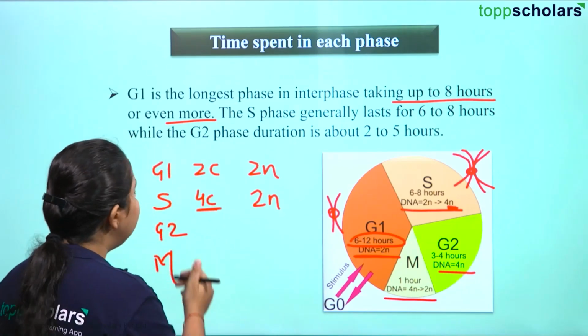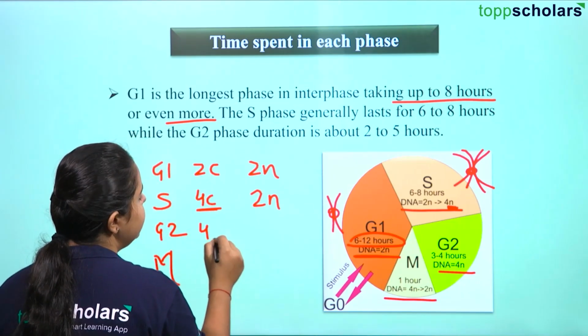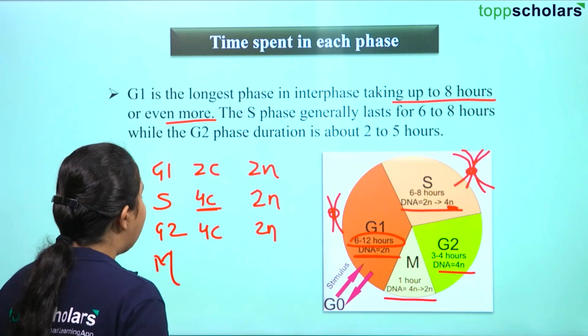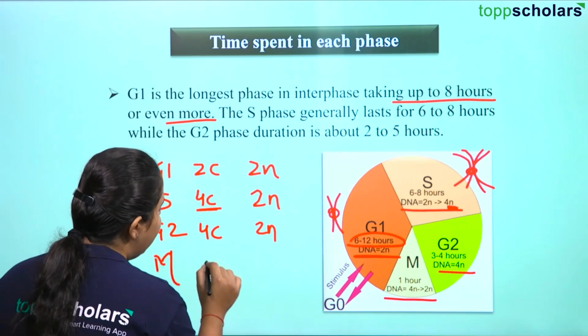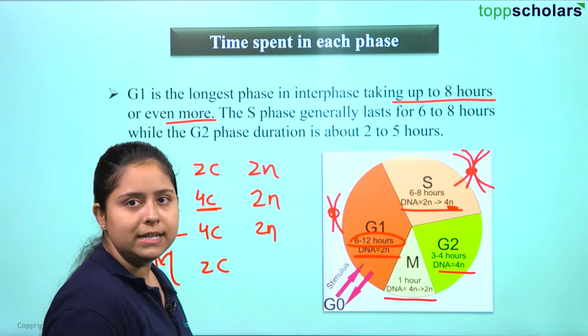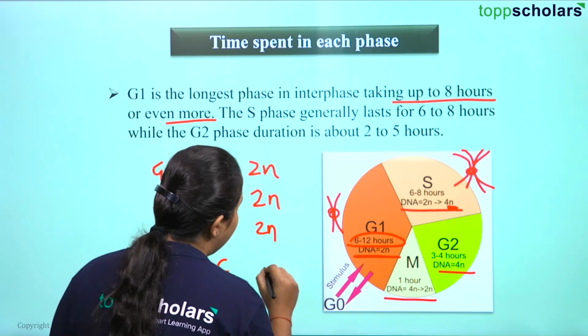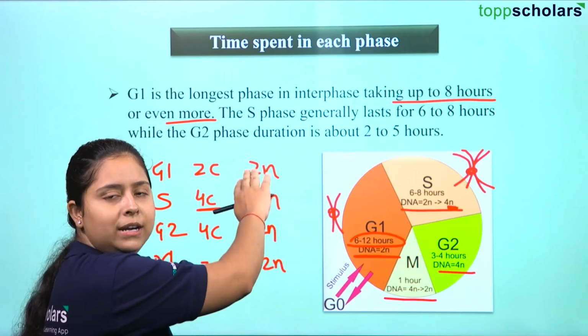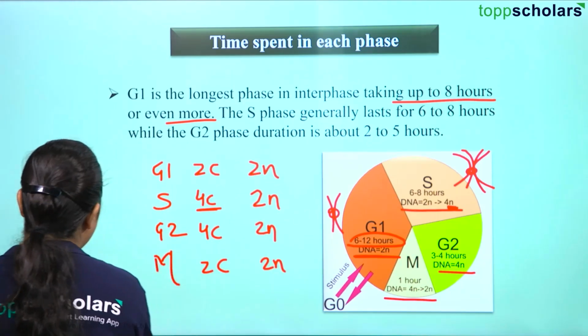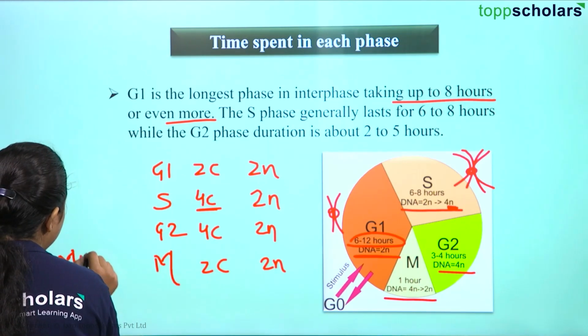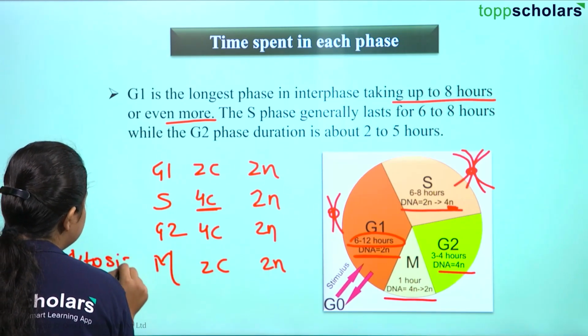Then in G2 phase, again we will have 4C only. This will be 2n only. And if the M phase is mitosis, then I will have 2C in two different cells, and over here I have 2n, because a diploid cell forms two diploid cells in mitosis. Let us write mitosis over here. So this one is mitosis.